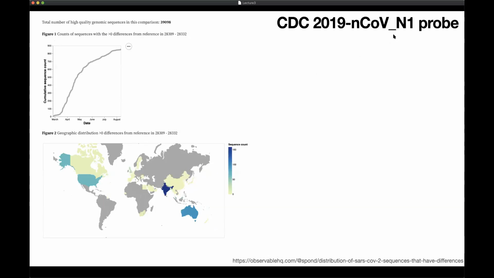And you can look at the probe. So the thing that actually is where the fluorophores and the quenchers bind. And here you see a slightly different story where it's now 850 sequences that have some mutations in that region. So they could potentially not be detected. But they're also in different parts of the world. So they're in India, Australia, and some in the US. And you can try to do this for different probes and see how well they do, sort of comparative analysis.